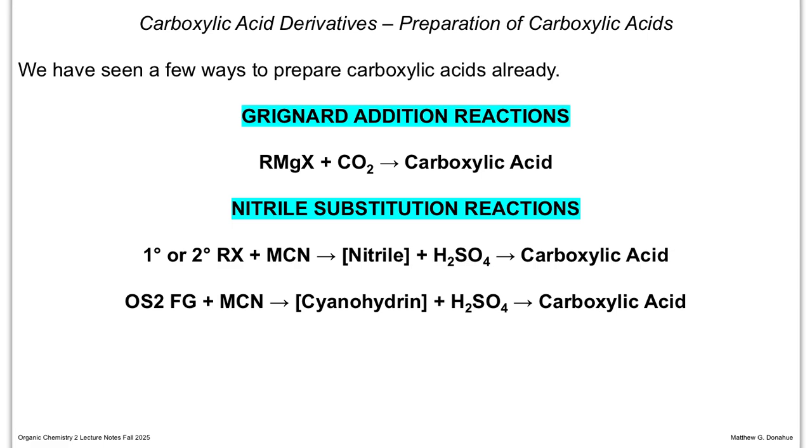So we've seen a couple ways of doing this already, but I'll show you this first one here as a review. If we have a Grignard reagent, so it's organometallic, meaning there's a carbon anion plus a magnesium cation, that's nucleophilic. It can trap CO2, which is electrophilic. And then we adjust the pH and we can get a carboxylic acid.